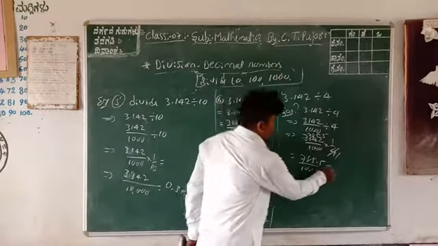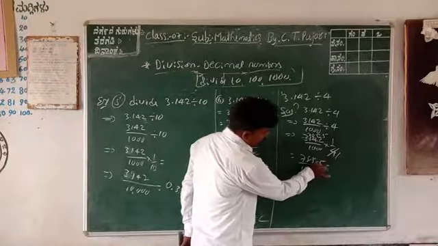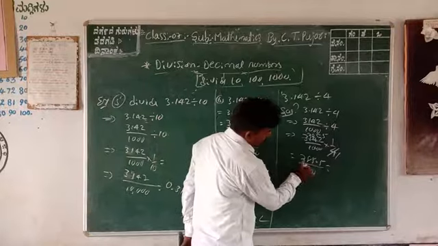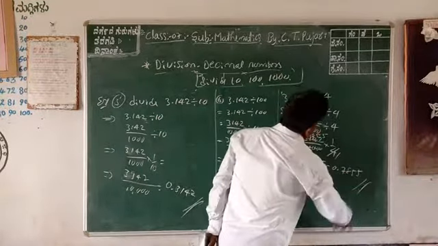Therefore, there are 3 digits after the point. The point is here: 1 digit, 2 digits, 3 digits after. Therefore 0.7855. This is your answer.